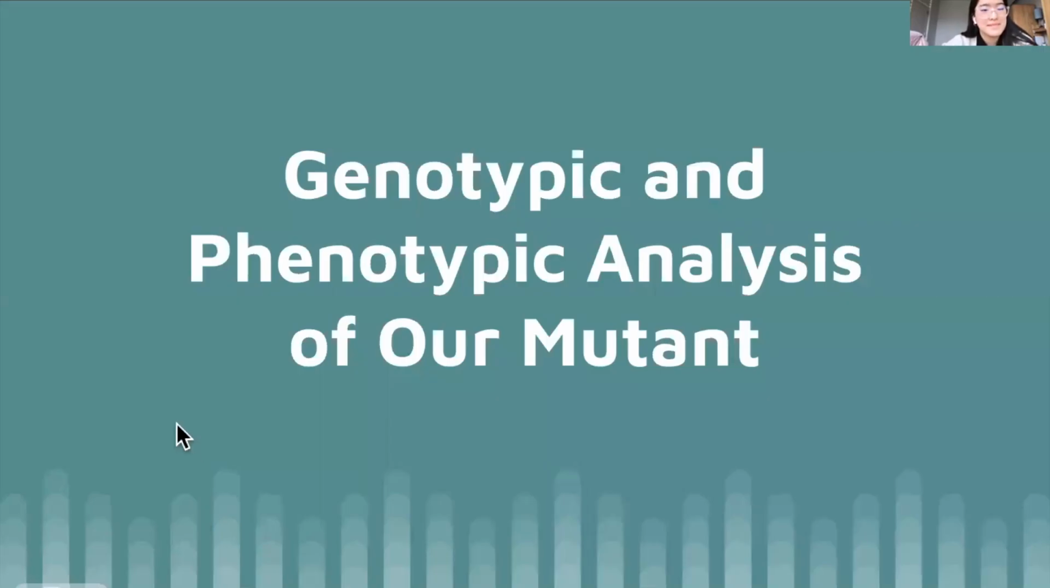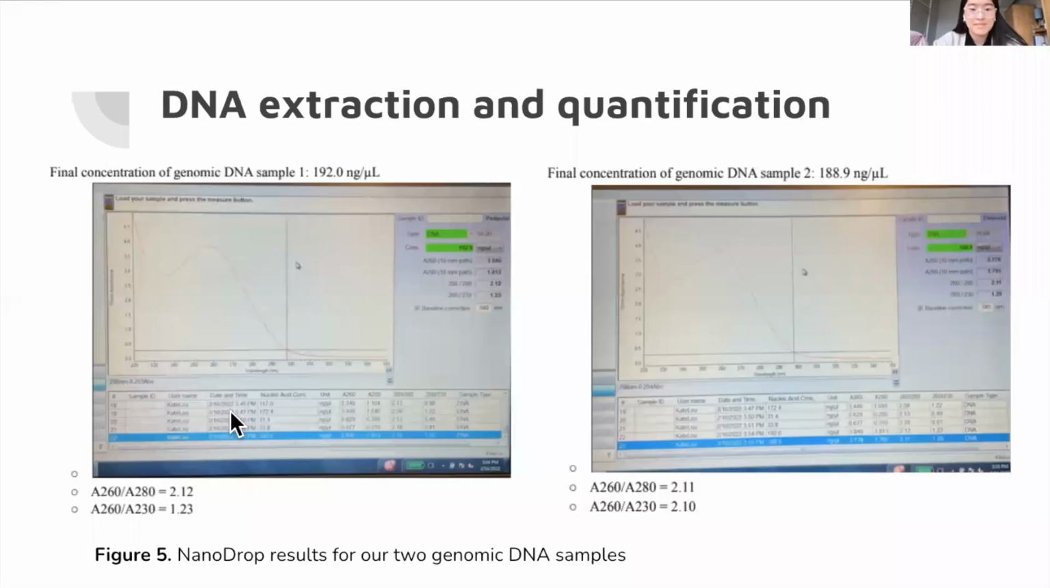And so now we will explore the genotypic and phenotypic analysis of our mutants. So first we extracted the DNA from our Arabidopsis thaliana plants. And according to the data, DNA sample 1 was 192 nanograms per microliter, and the yield was 9.6 micrograms. The A260/A280 value was 2.12, and the A260/A230 value was 1.23.